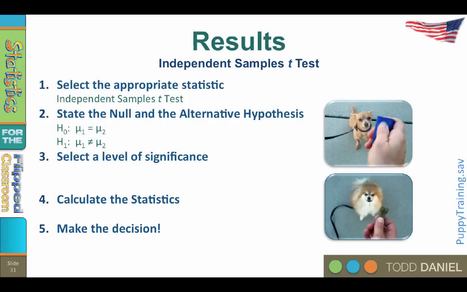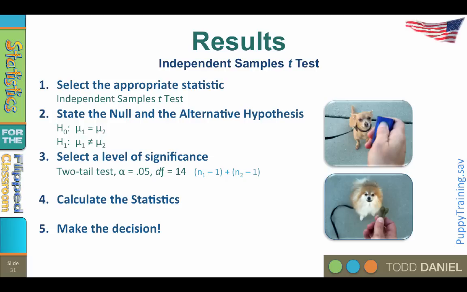Step 3, select a level of significance. Now we have already established that this is a two-tailed test. Our alpha level is going to be 0.05. The degrees of freedom for an independent samples t-test is n1 minus 1 plus n2 minus 1, or n1 plus n2 minus 2. The total sample size of both groups minus 2.